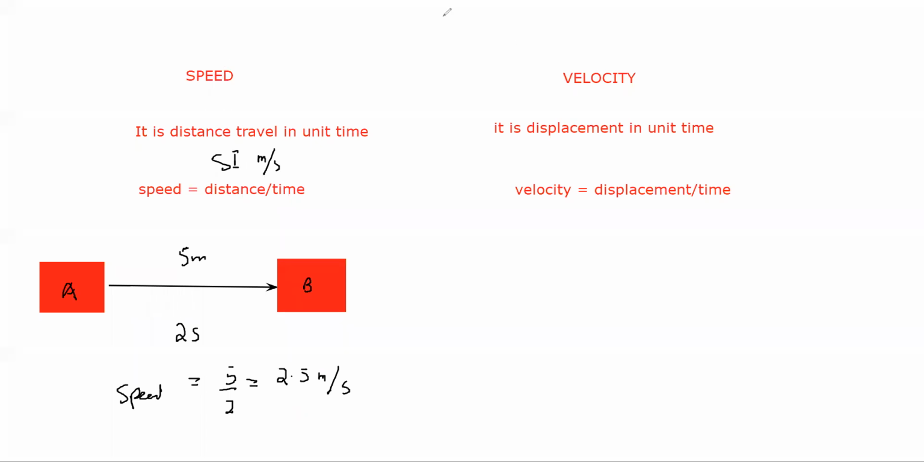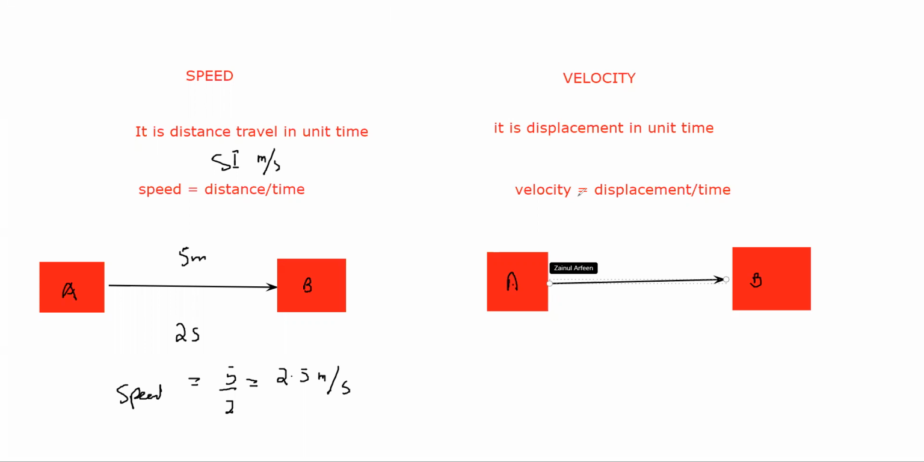But what is velocity? Velocity is displacement in a unit time. So in this example, if I say an object moves in a straight line. When an object is moving in a straight line, the object does not change its direction. That time the distance and displacement are always equal. If the object does not change direction, it moves, for example, the same 5 meter.